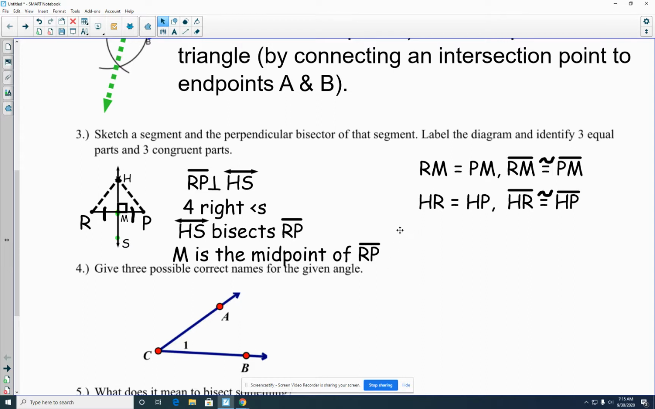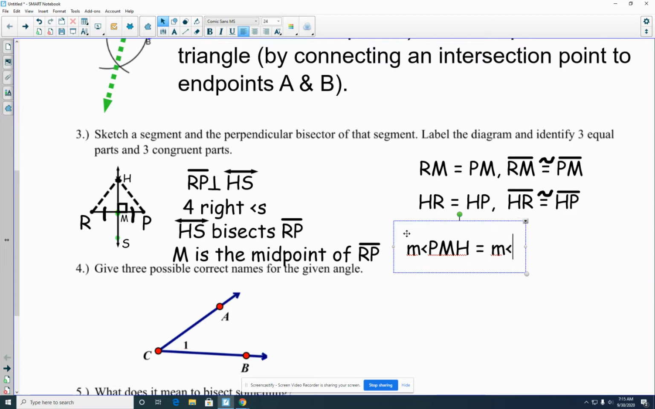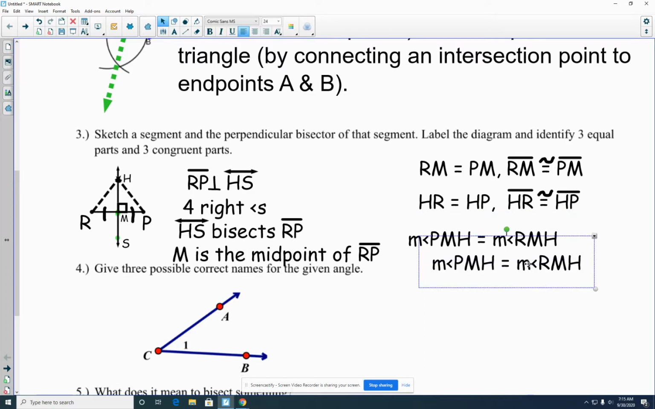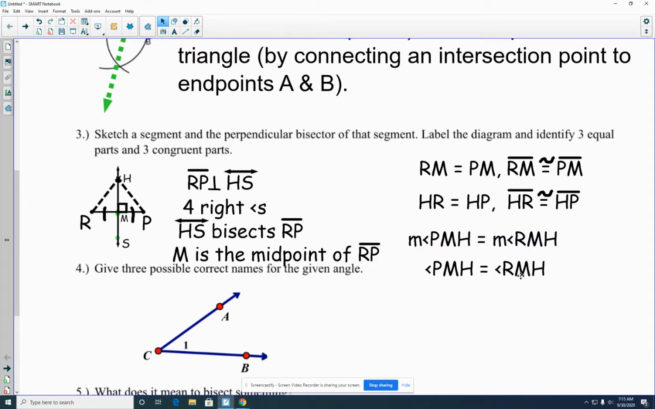So if I'm using equals, I have to say their measures are equal. So the measure of angle PMH is equal to the measure of angle RMH. Now I can take this exact statement and turn it into a congruent statement by taking away the little m for measure, and then just adding on top of the equal sign that little squiggly. Now this says angle PMH is congruent to angle RMH. Okay, so there are your three equal and congruent parts. And here are the statements that kind of lead you to those parts right here.